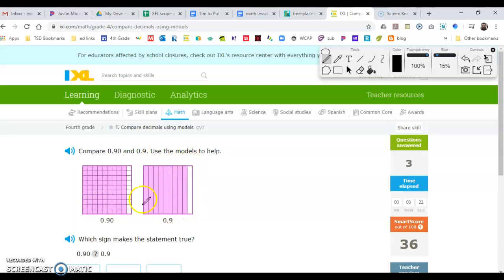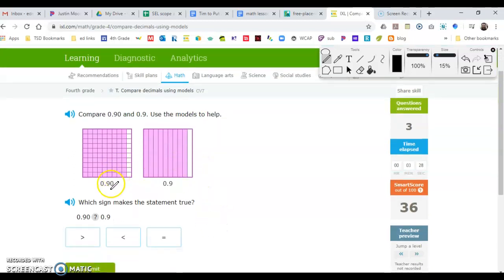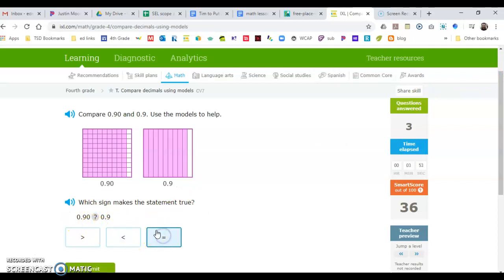So just looking at the models, there is 1 column not shaded and 1 column not shaded. Another way to think about this is there is 0 hundredths, 0 ones, 9 tenths, 9/10, no hundredths, and over here we have nothing. Well, remember in decimals we can represent that 9/10 as 90 hundredths. So in this case, these decimals are equal.